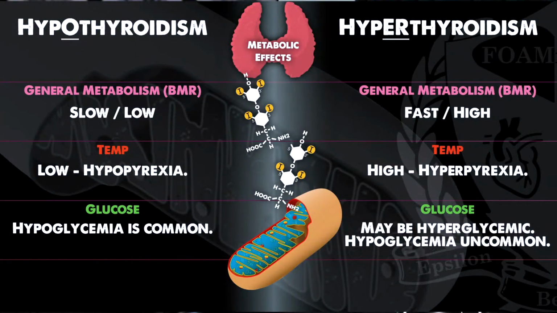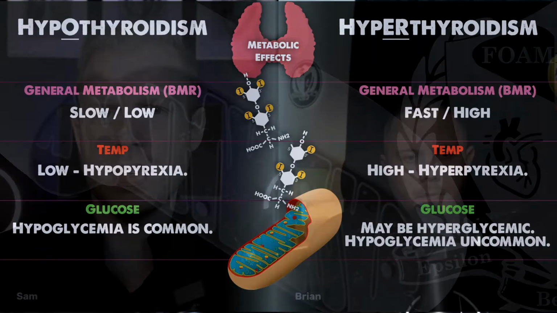And then metabolism is super high, so they can't tolerate heat. Their metabolism is very fast. Maybe some hyperglycemia, not super common. So they're kind of the mirror image of these hypothyroid patients, which makes sense, obviously. And if you see patients with this sort of unexplained tachycardia, that's often a common reason they're going to send a TSH level just to see what's going on.